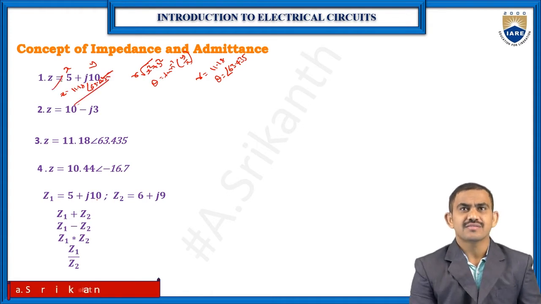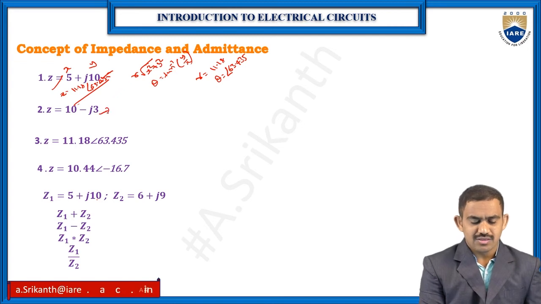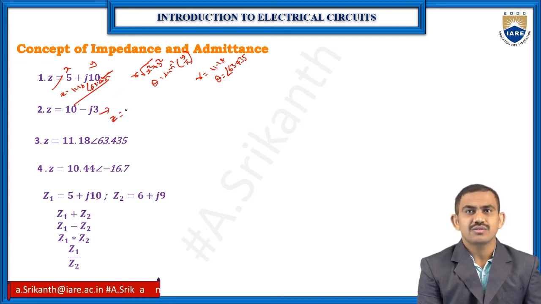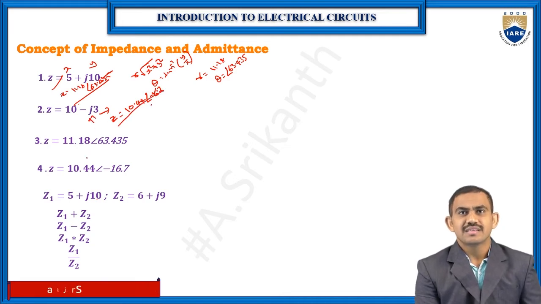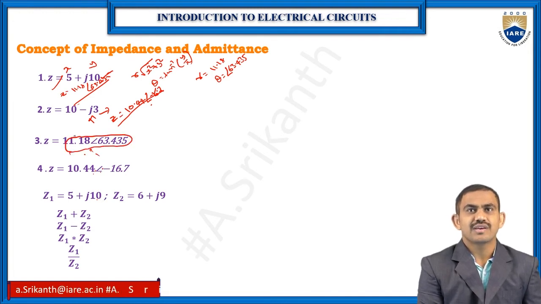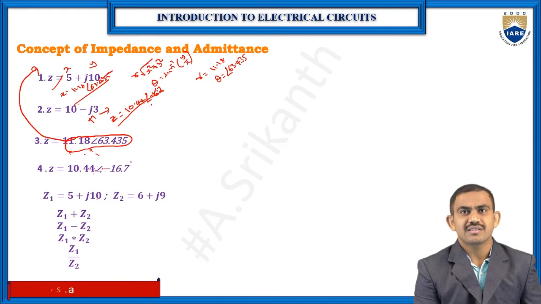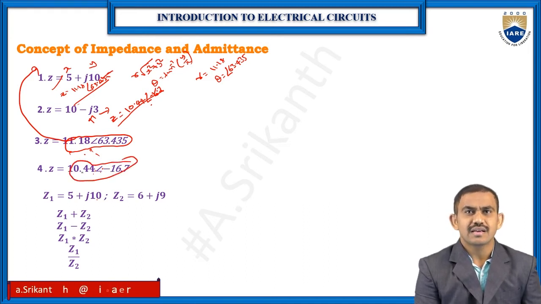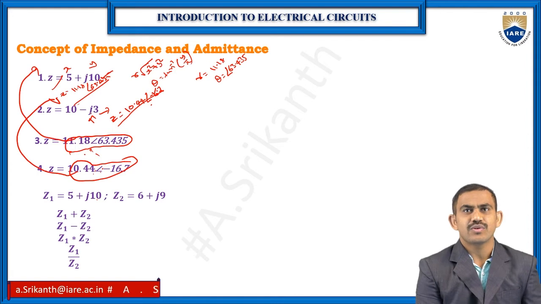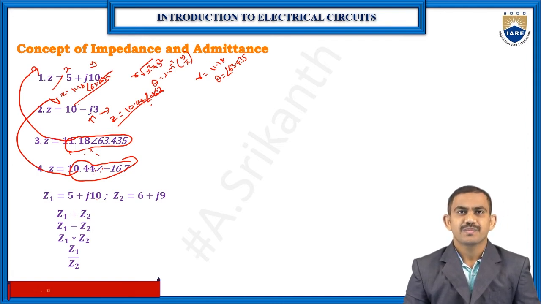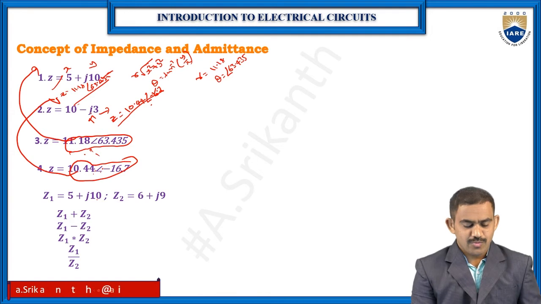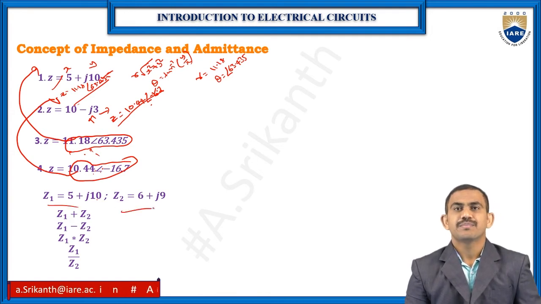This is your rectangular value. Just go to this also. We'll get z equal to 10.44 angle with minus 16.7. That is your polar form. This is your rectangular form. Same thing here I gave to you guys. If you want to convert this polar form to rectangular form, you will get this value, 10 minus j3.